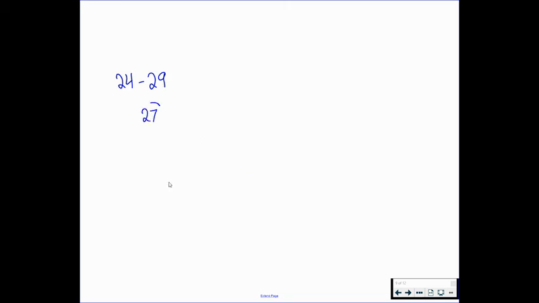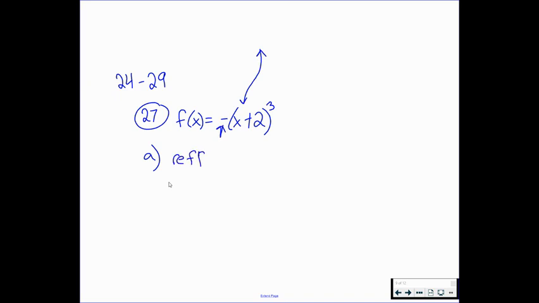On question 27, our function is f of x equals negative x plus 2 to the 3rd power. This is the cubic function, which looks like this vertical S. The negative out in front tells us to reflect the function over the x-axis. The plus 2 on the inside tells us to move the graph 2 units to the left.